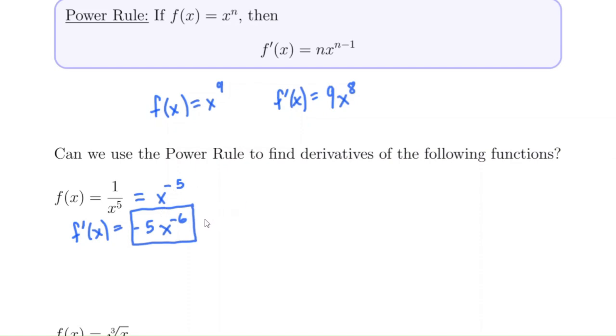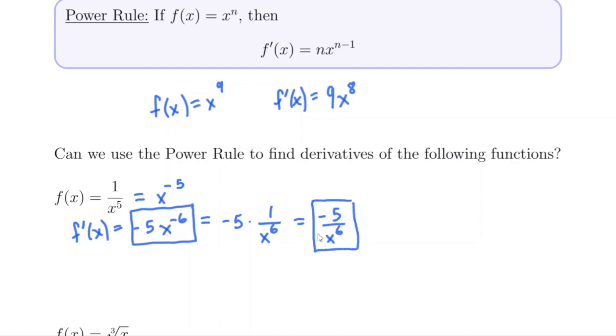Now, you could leave that as your answer, or you could rewrite this. In fact, it's good to know how to do this. Remember, x to the negative 6 is like 1 over x to the positive 6. So you could write your answer like this, or like this, negative 5 over x to the 6th power.